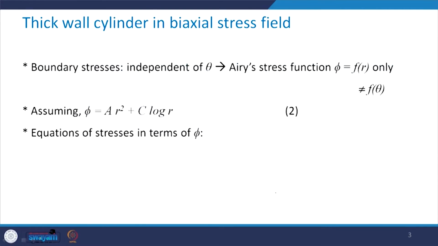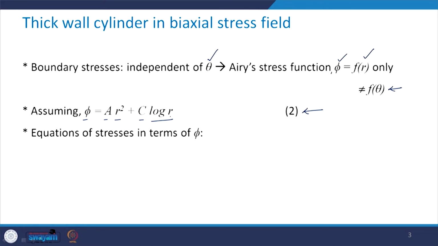Now, these boundary stresses are independent of theta. So, Airy's stress function, which was phi, can be taken as the function of r only and not the function of theta. So, in this case it is assumed that phi can be taken by this equation 2, that is phi equal to a r square plus c log of r. These a and c will be determined from appropriate boundary conditions.